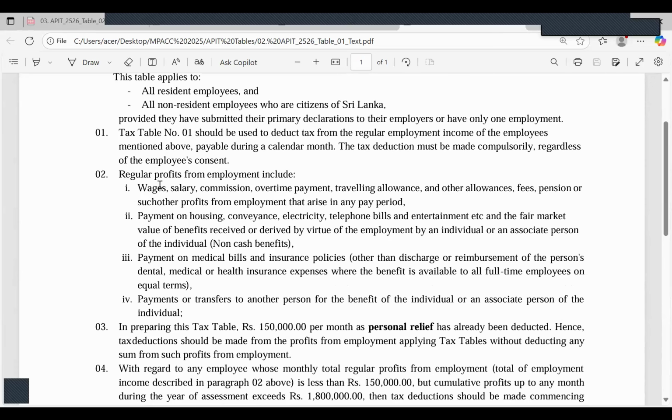The first one is wages, salary, commission, OT, traveling allowance, other allowance, fees, pension, other profits from employment that arise in any pay period. So I think you can understand the difference between these things. So all are received regularly. Then payment on housing. Every month we are receiving.